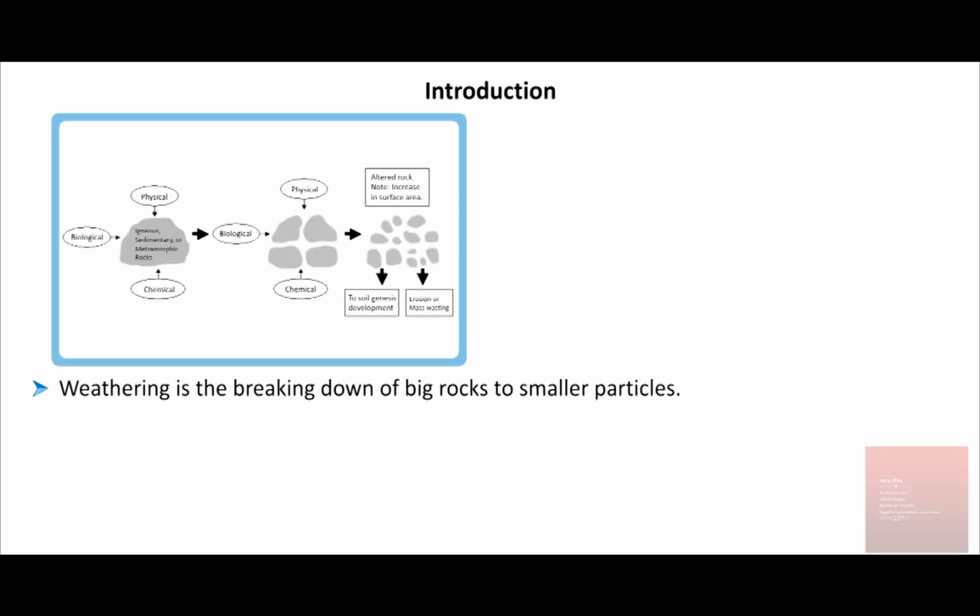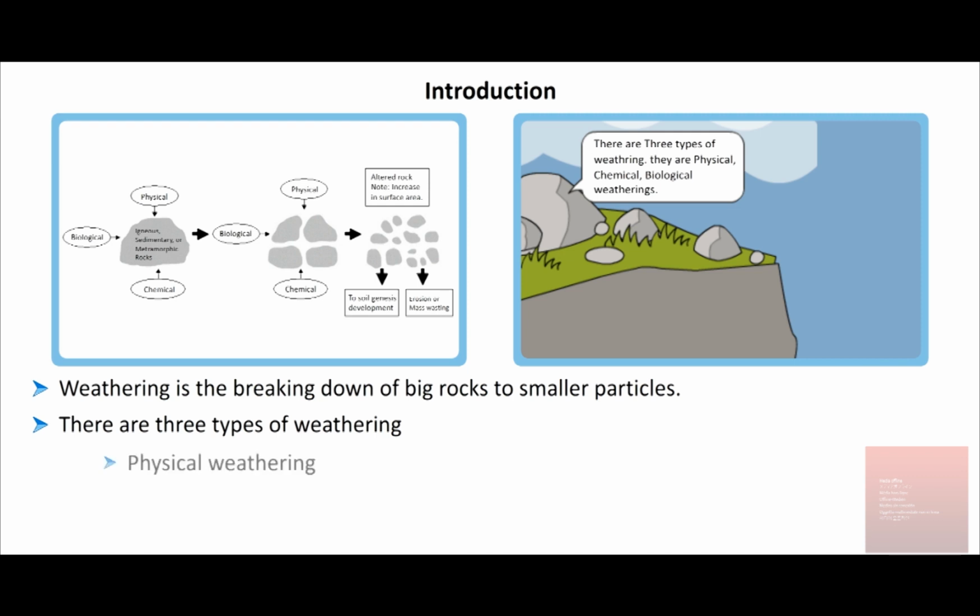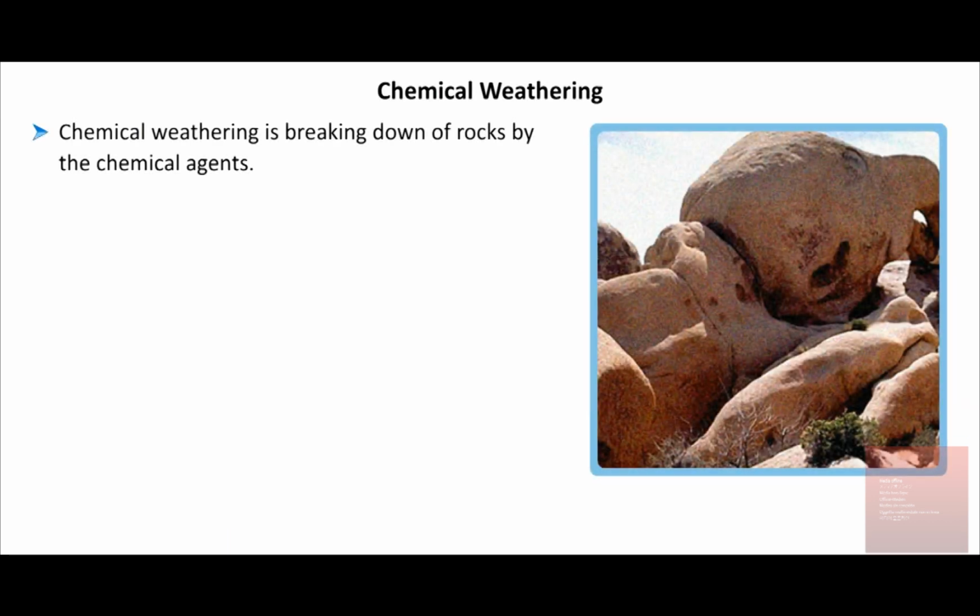Weathering is the breaking down of big rocks to smaller particles. There are three types of weathering: physical weathering, chemical weathering, and biological weathering. Let us learn about the chemical and biological weathering. Chemical weathering is breakdown of rocks by the chemical agents. It usually happens when a chemical reaction changes the composition of the rock that causes the breaking up of rocks into smaller sizes. Mostly the main agent of chemical weathering is water.